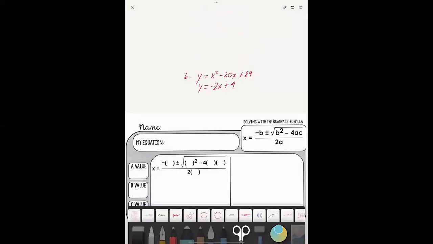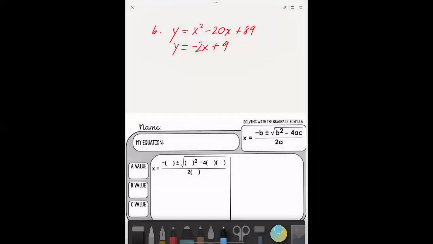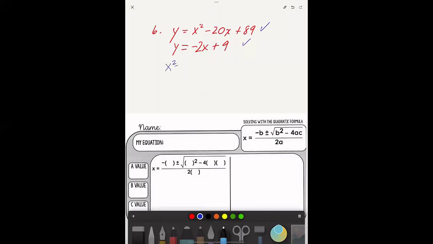Basically, they've given us a quadratic equation and a linear equation, okay? To solve this algebraically, we're going to set these two equal to each other. So it's going to be x squared minus 20x plus 89 is equal to a negative 2x plus 9. Now we have a quadratic equation.